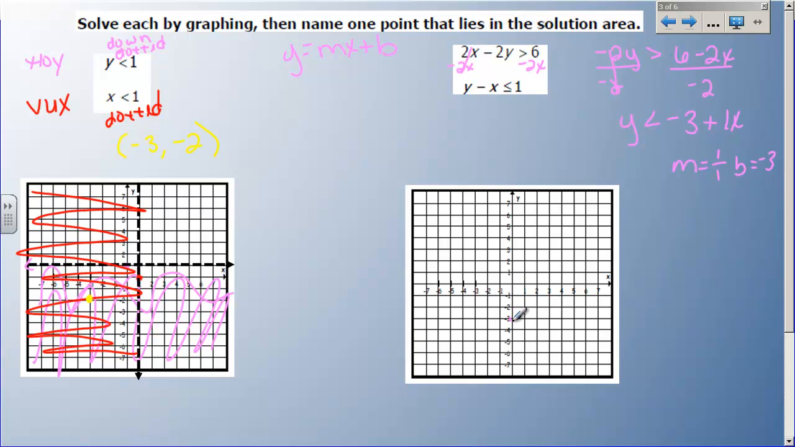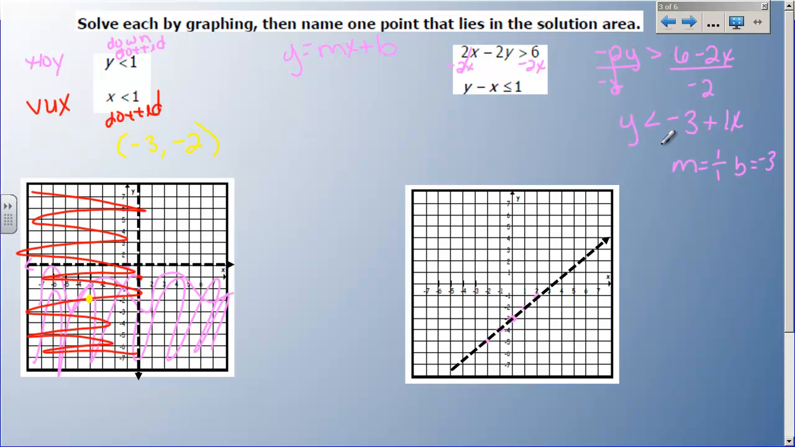So my y-intercept is -3, and my slope is 1 over 1, so I get to go up 1 over 1. Or backwards, I can go down 1, left 1. And because this is just less than now, that means I need to draw a dotted line. So I'm going to draw a dotted line through those points. And then I need to shade.